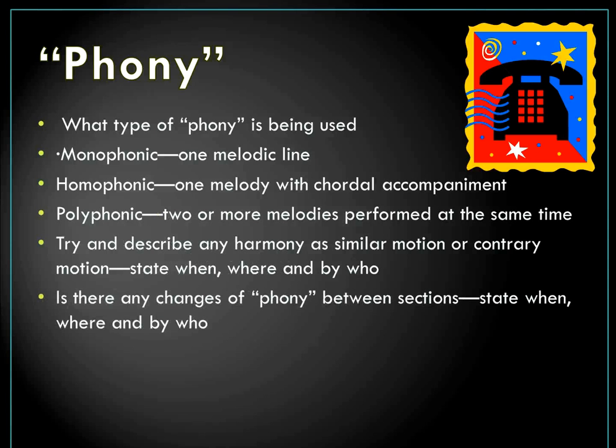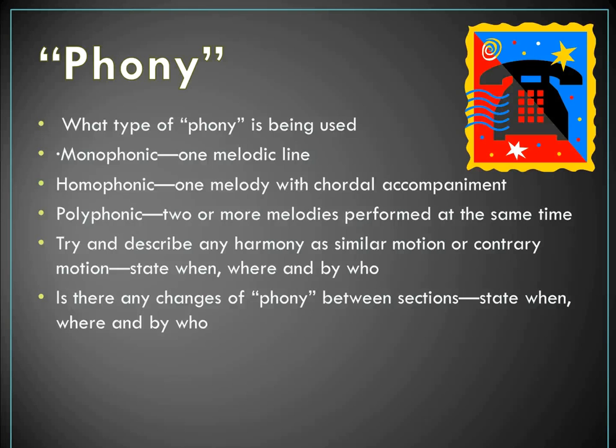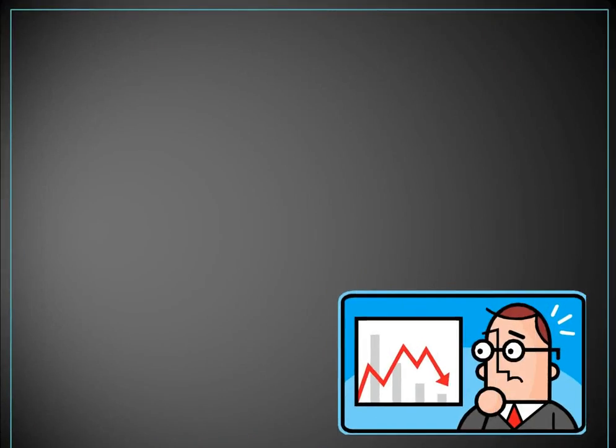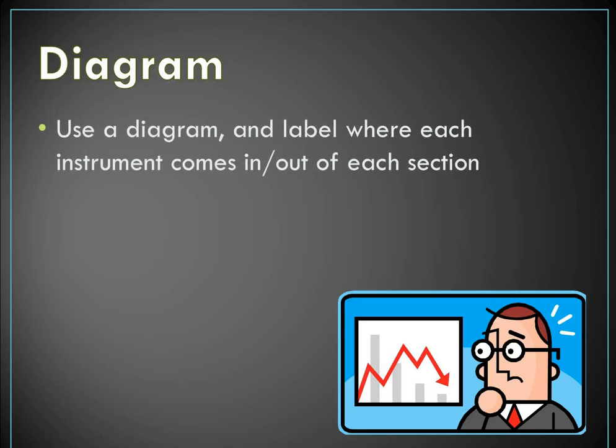And is there any changes of phony between sections? State when, where, and by whom. So that phony, as you can see, comes out of those words monophonic, homophonic, polyphonic. Those three words you have to get right, especially in a texture question. And the last bit is diagram. Now, just like you would have done in structure, you also need to think about your diagrams, and you need to use a diagram and label where each instrument comes in and out of each section. And that's all you need to know for texture.